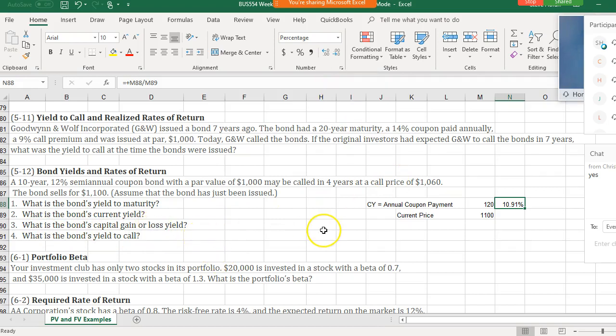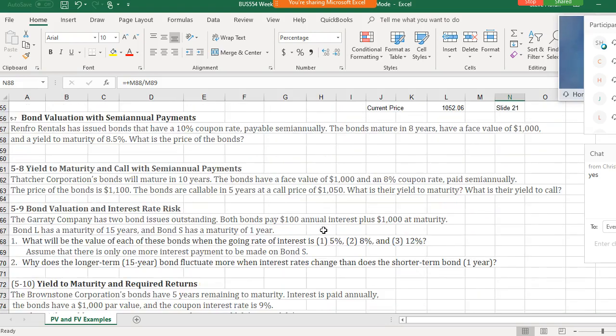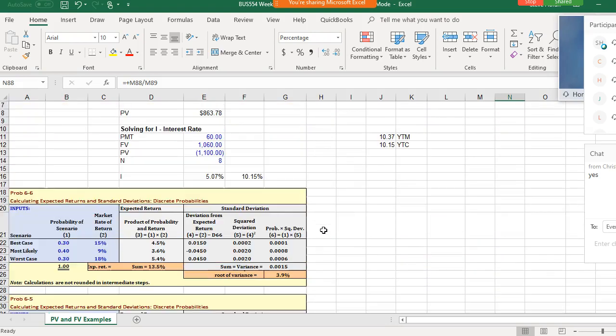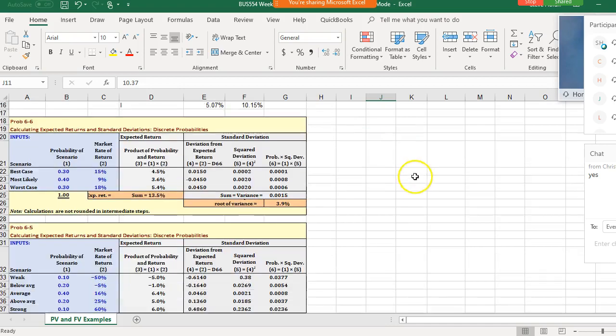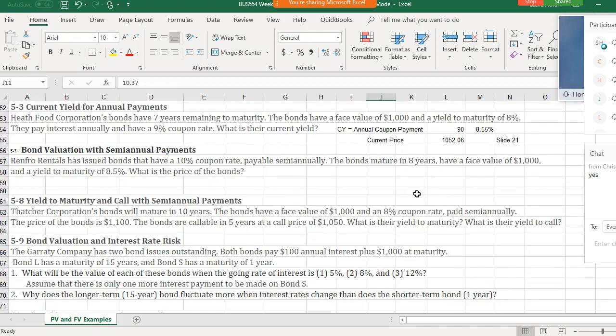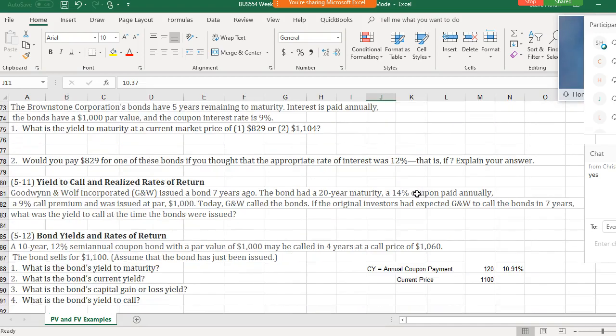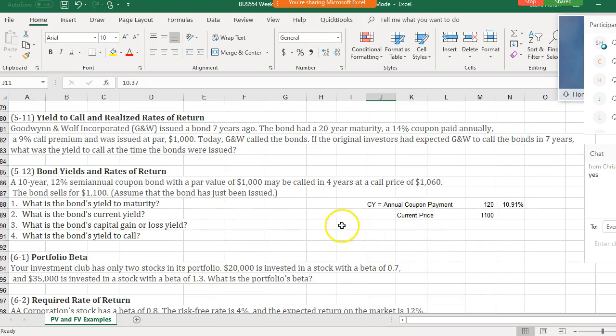So then part 3 says, what's the bond's capital gain or loss yield? So we have to take the yield to maturity. And the yield to maturity was the 10.37 right here. Okay, and so the formula is this. Let me just type in one more formula for you guys. So yield to maturity, YTM, equals current yield plus capital gain yield.